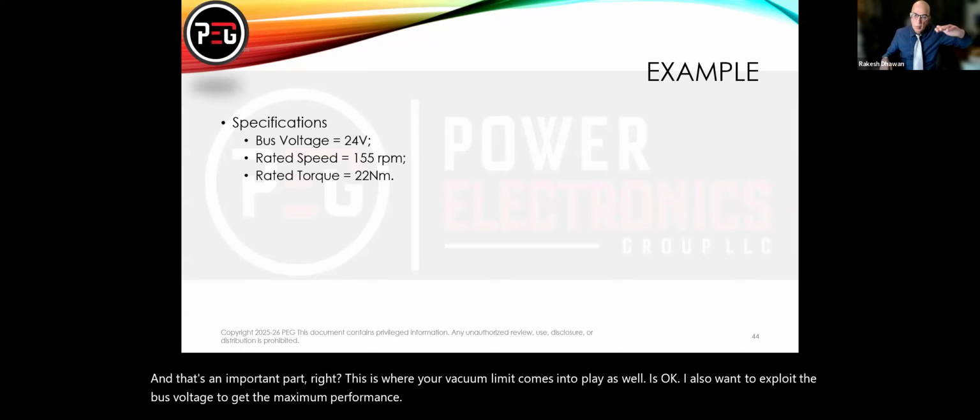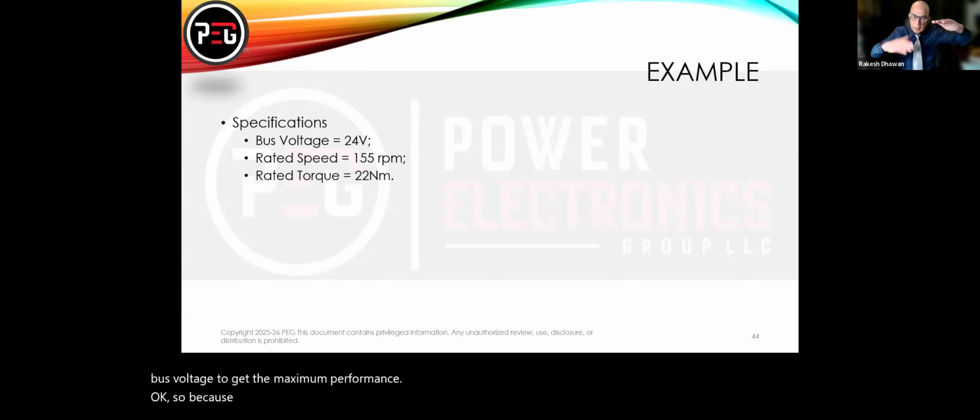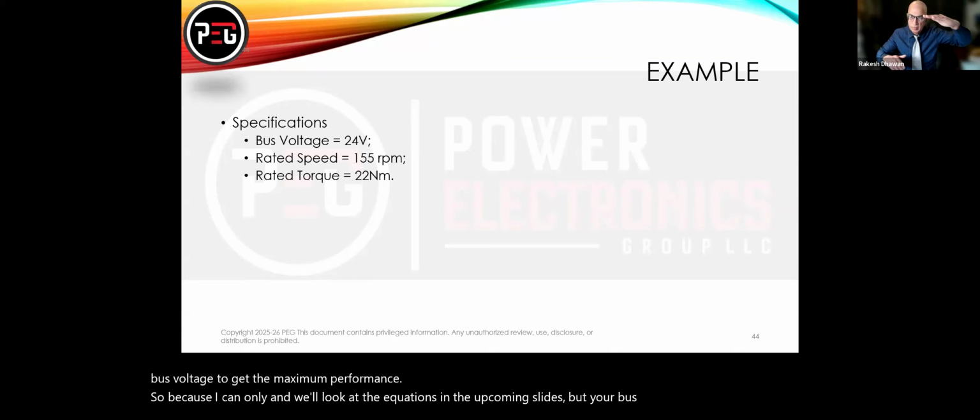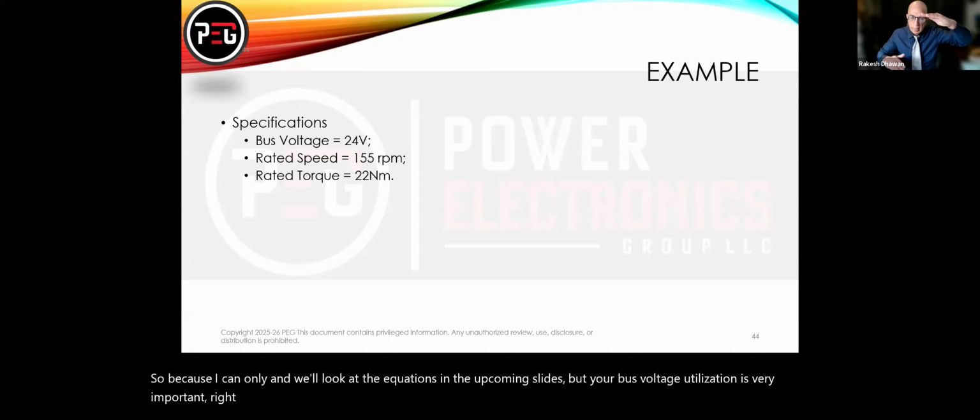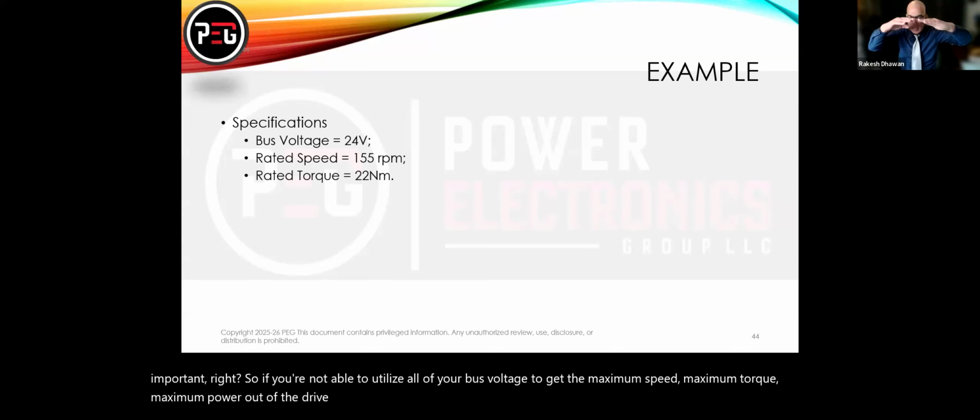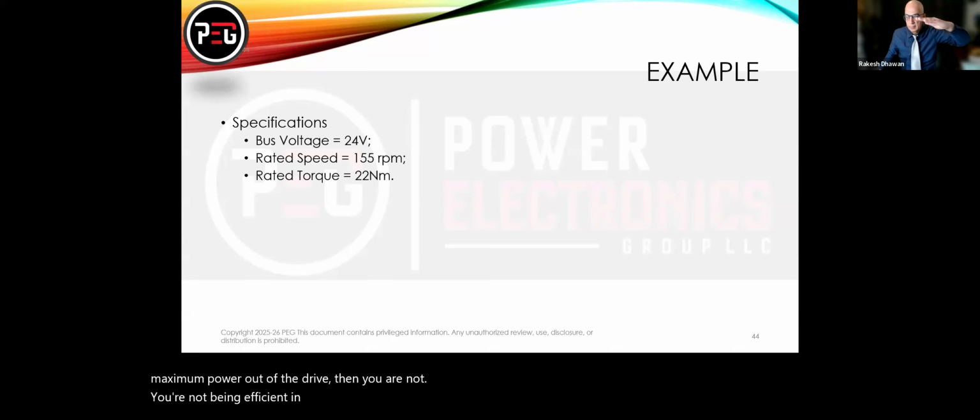Because, and we'll look at the equations in the upcoming slides, your bus voltage utilization is very important, right? If you're not able to utilize all of your bus voltage to get the maximum speed, maximum torque, maximum power out of the drive, then you're not being efficient in your design, right?